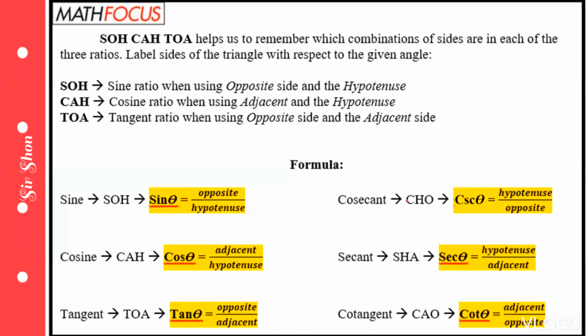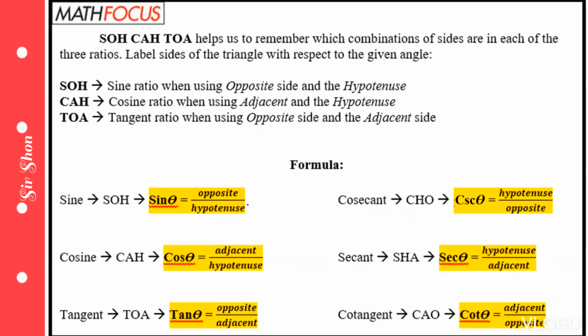And cosecant is CHO, or cosecant theta equals hypotenuse divided by opposite. For the secant, it is SHA, or secant theta equals hypotenuse divided by adjacent. And for the cotangent, the formula is CAO, or cot theta equals adjacent divided by opposite. So again, always remember that sine is the reciprocal of cosecant, secant is the reciprocal of cosine, and cotangent is the reciprocal of tangent.